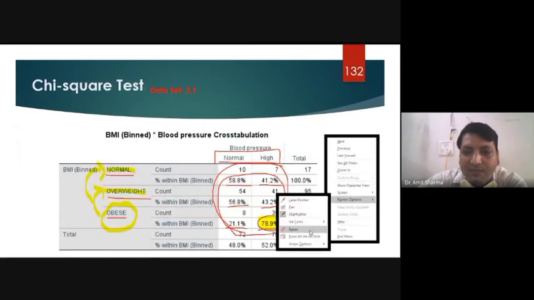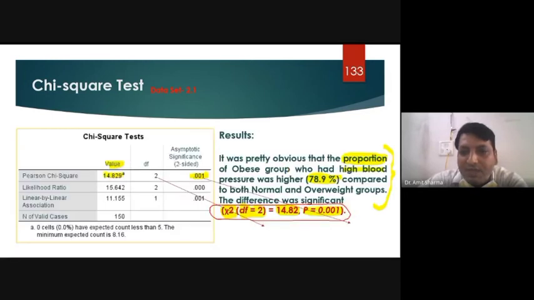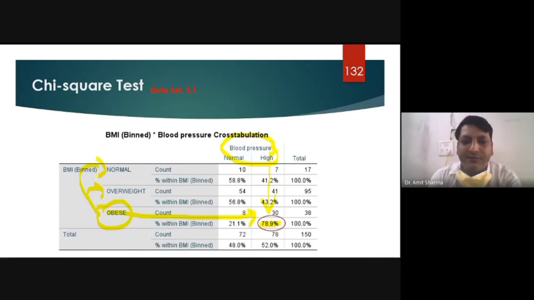Now where you got the maximum percentage, this is the maximum percentage, and it is under the obese group, under the high blood pressure. So what you are writing, it was pretty obvious that the proportion of obese group who had high blood pressure was higher, so and so, compared to both normal group and overweight group. That means what you did, you are going to compare obese with overweight and normal. So this is the way how the results will be written for the chi-square.